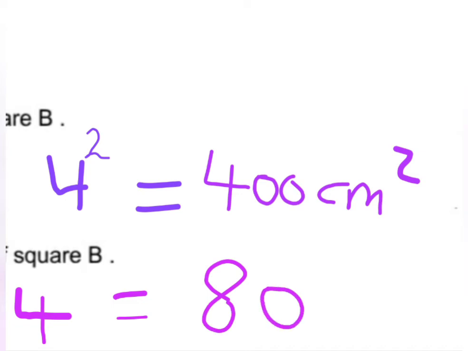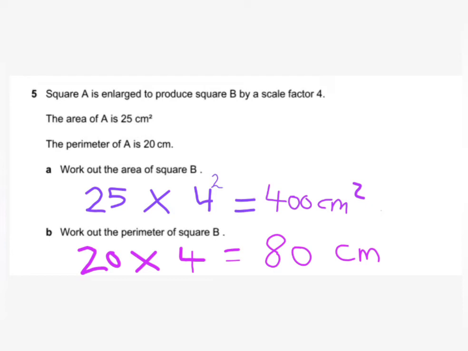And it's centimeters, not squared, okay? Focus on this, guys. Always learn to differentiate between the units. The area is always squared, and the perimeter is not squared.